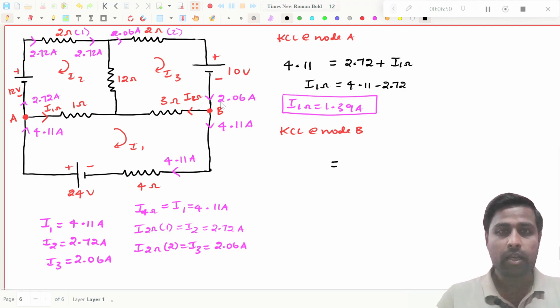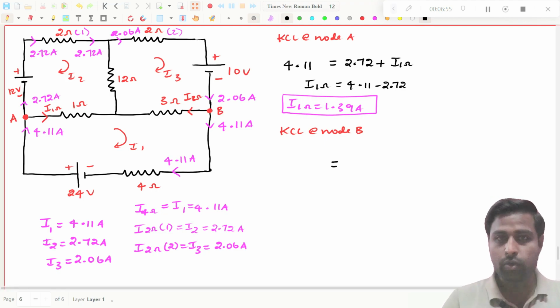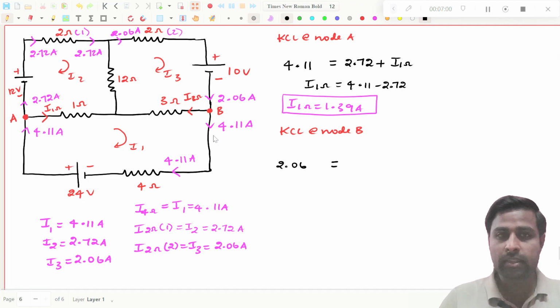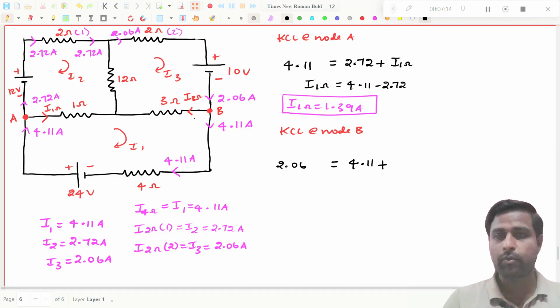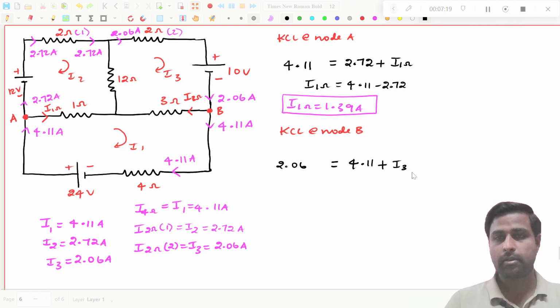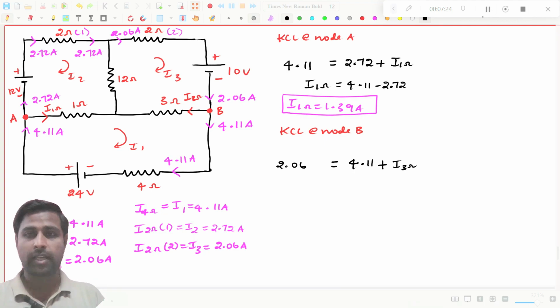You see, this 2.06 amperes is coming towards the node, right? So you put 2.06 amperes on the left hand side, and this 4.11 amperes is going away from the node, so you put it on the right hand side. So this will be 4.11, and this I 3 ohms is also leaving this node, right? So if it is leaving this node, I have to put it like this, I 3 ohms. So this is I through 3 ohms.